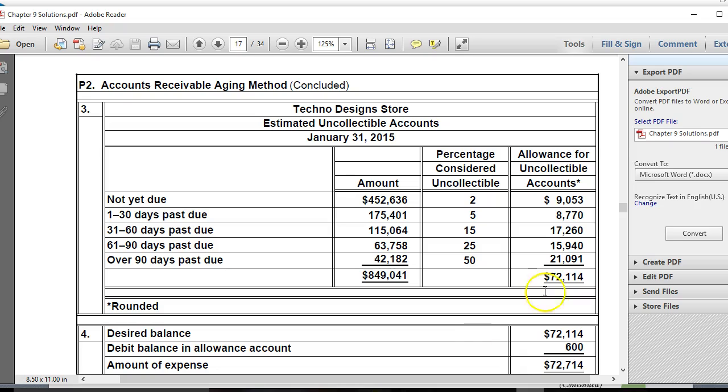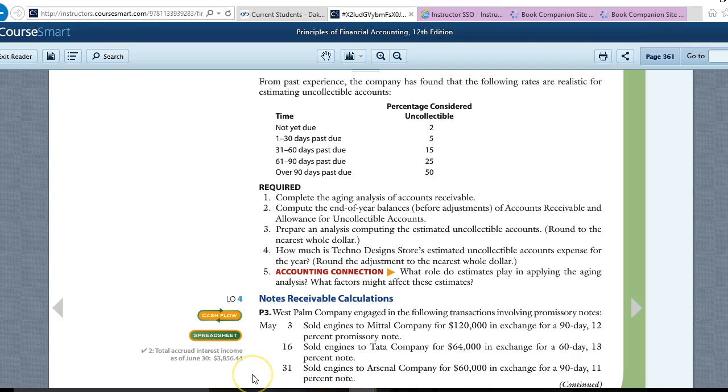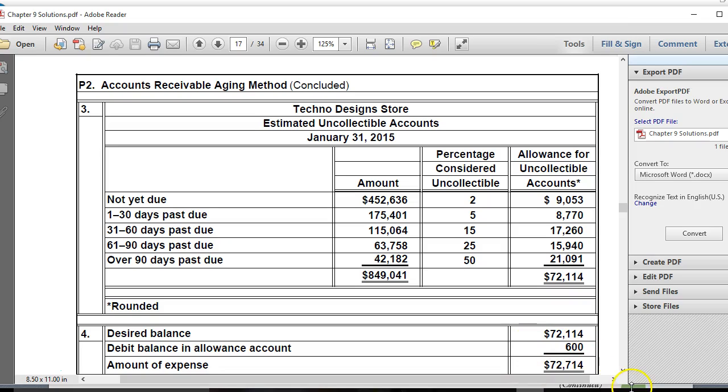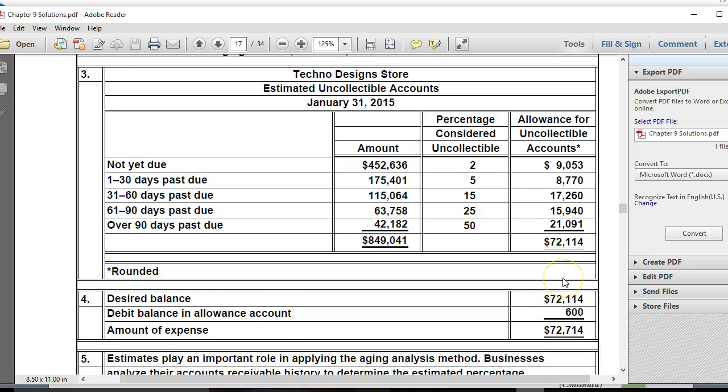Now it asks us, in number 4, how much is Techno Design Store's estimated uncollectible account expense for the year? Remember, we want our balance to be $72,114. But if we already have a debit balance of $600, what does our journal entry need to be to create our desired balance of $72,114?